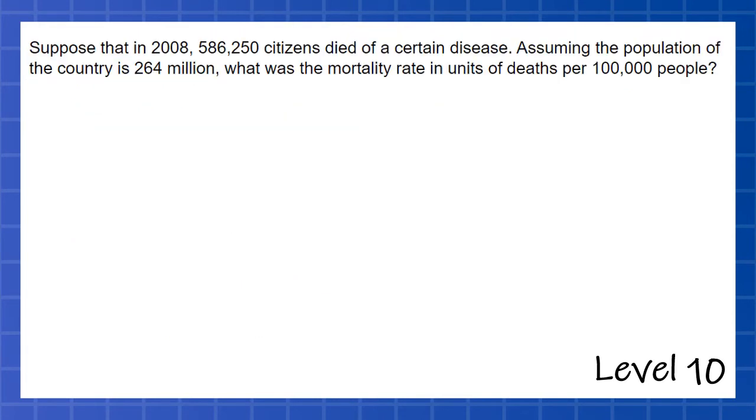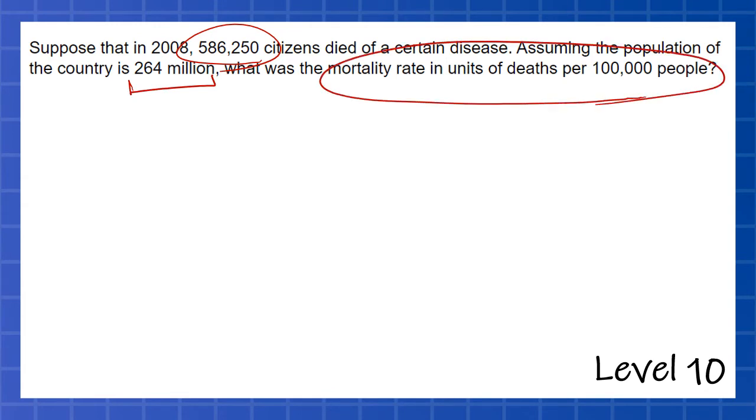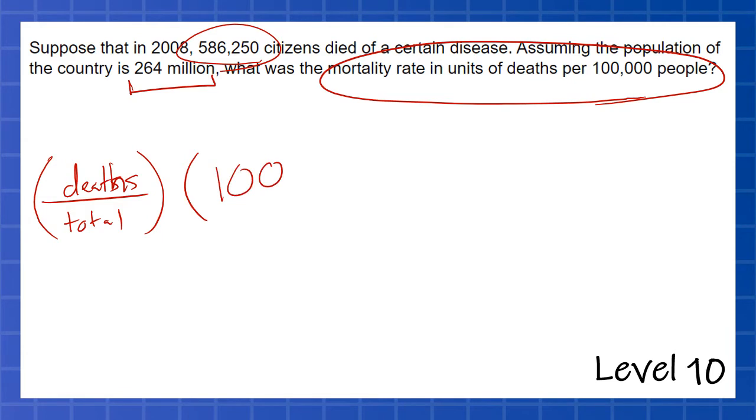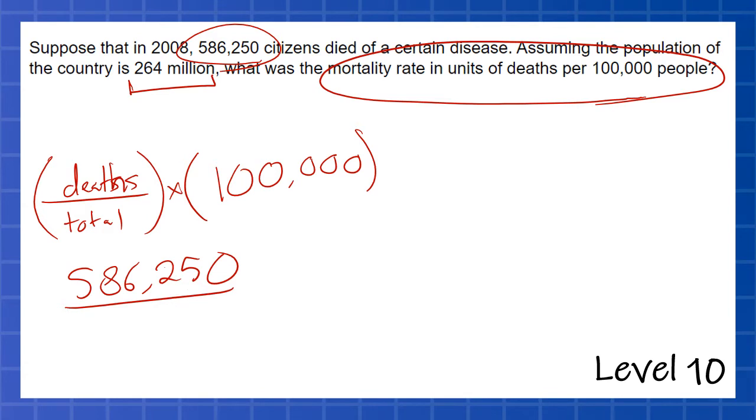Talking about mortality rate, suppose that many people died and the population of a country is this much. They want to know what is the mortality rate in deaths per 100,000. So the way we do that is we take the total population and the group that we're looking at, which in this case is the deaths. And whatever we get, instead of just saying that ratio, we want it per 100,000 people. So we're going to multiply those together. And so deaths is going to be 586,250 divided by 264 million.